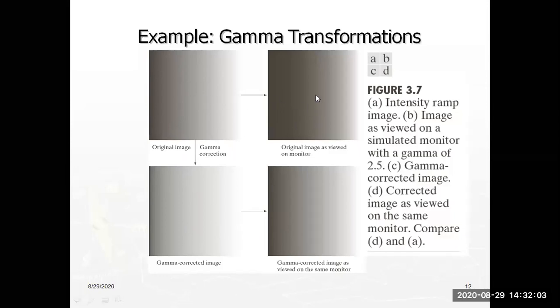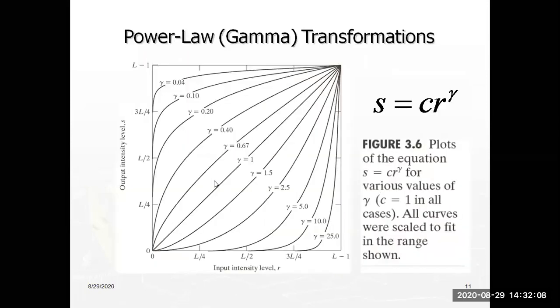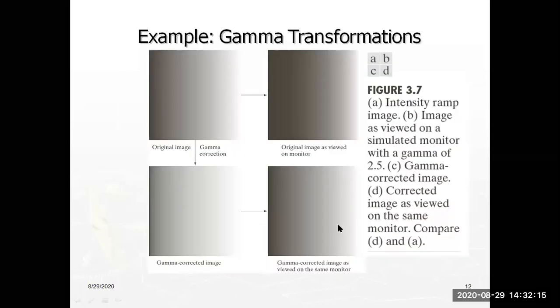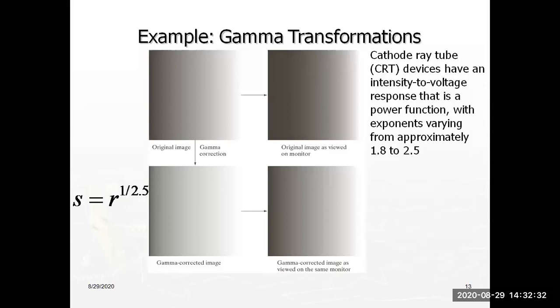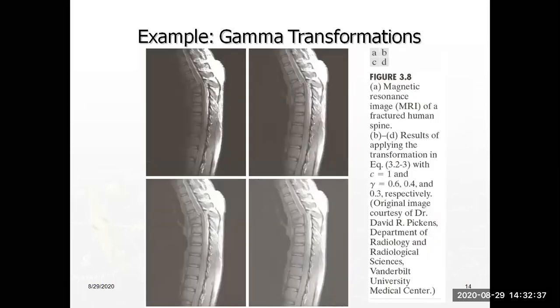Original image viewed on screen, but with gamma correction. How much gamma value? 2.5. If you use this curve, the image will be like this. So these are the intensity transformation functions: identity, negative, log transformation, and gamma transformation. The correction is another, r power 1 by 2.5.